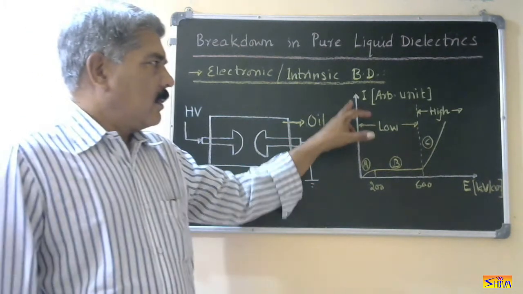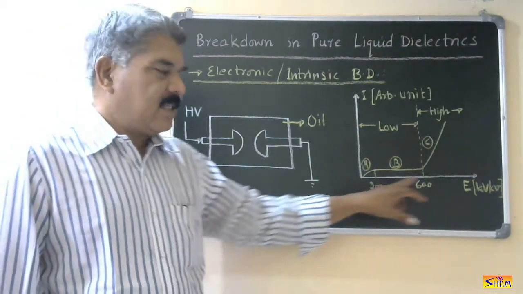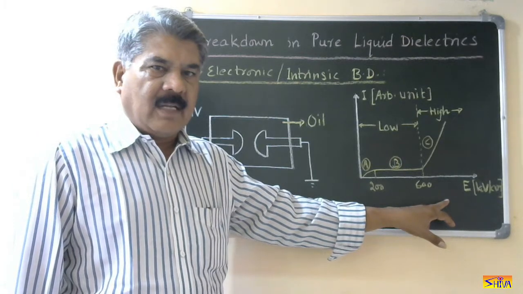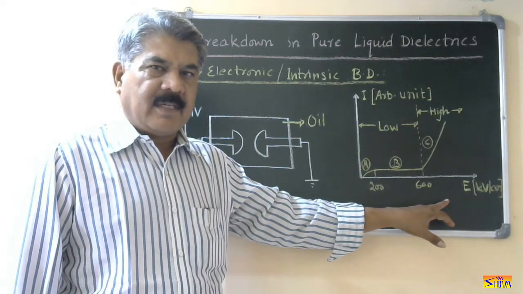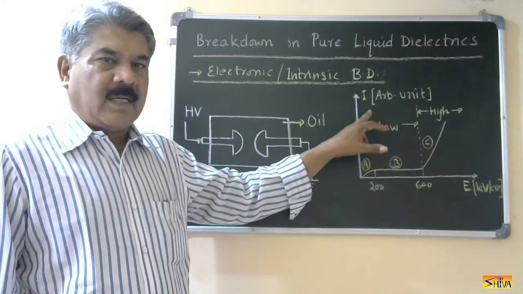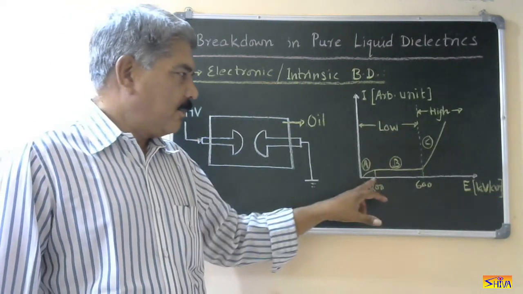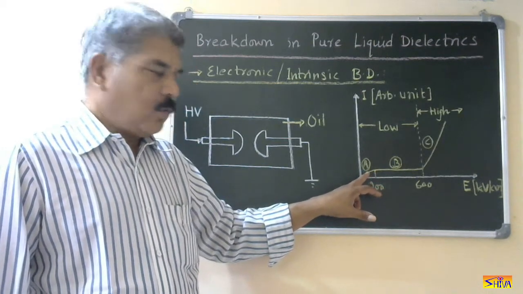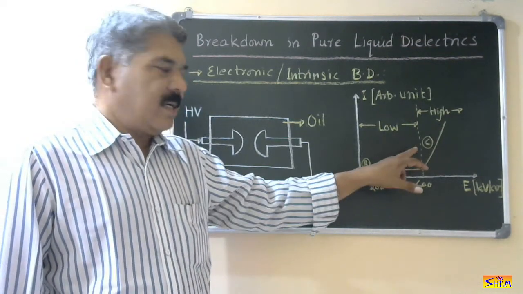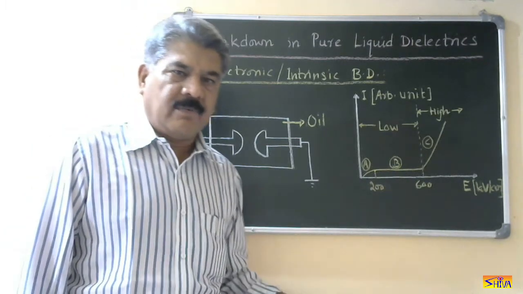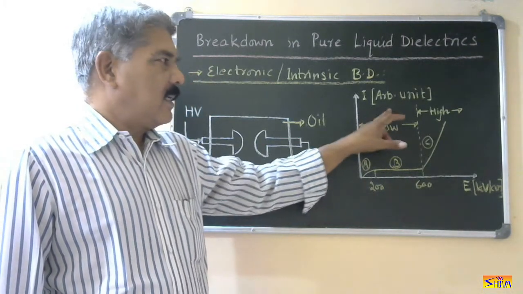This is the corresponding graph. Along the x-axis, we are taking the electric field in kV per centimeter. Along the y-axis, we are taking current, and here we are taking arbitrary units because the zones A, B, and C have different values of current. Therefore, here we are saying that it is arbitrary.